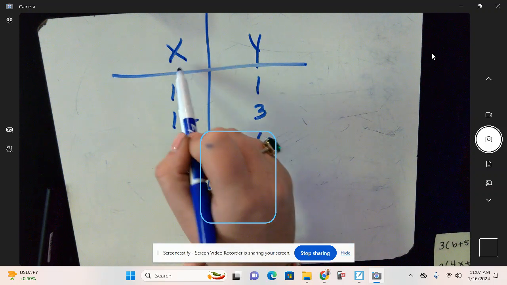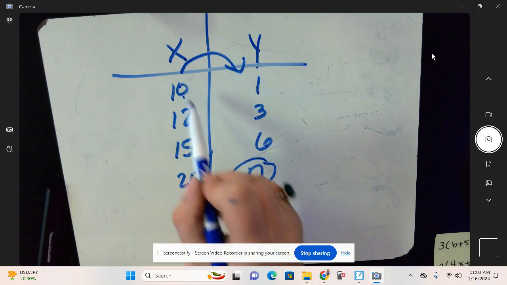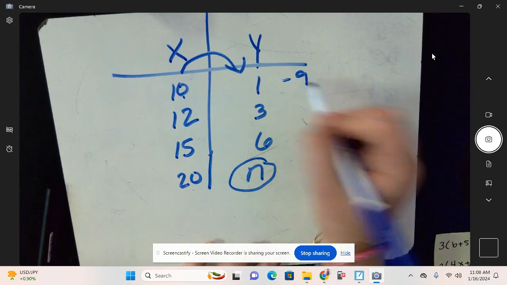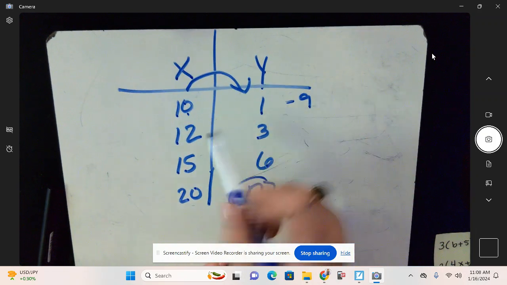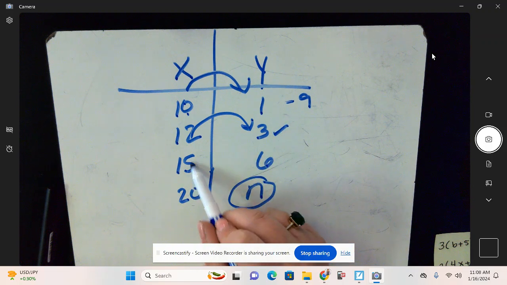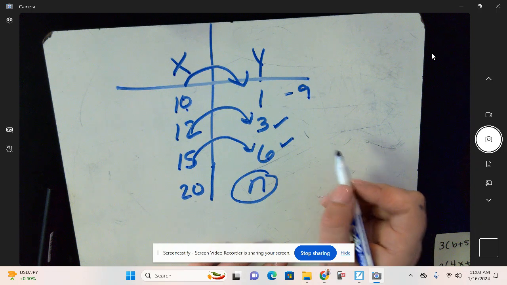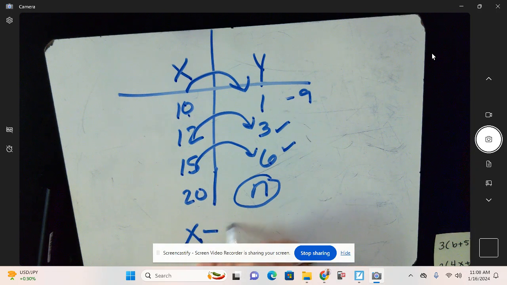So what are we having to do to X to get to Y? What am I doing to 10 to get to 1? Well, I'm subtracting 9, and I'm going to see if that pattern holds true. If I do 12 minus 9, I get 3. If I do 15 minus 9, I get 6. So my rule is taking X and subtracting 9 to get to Y.